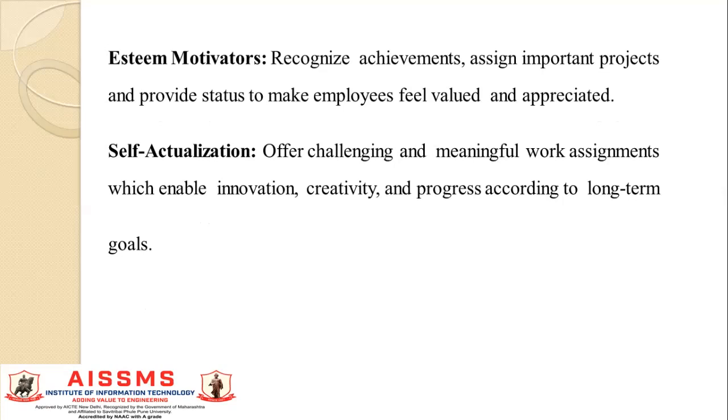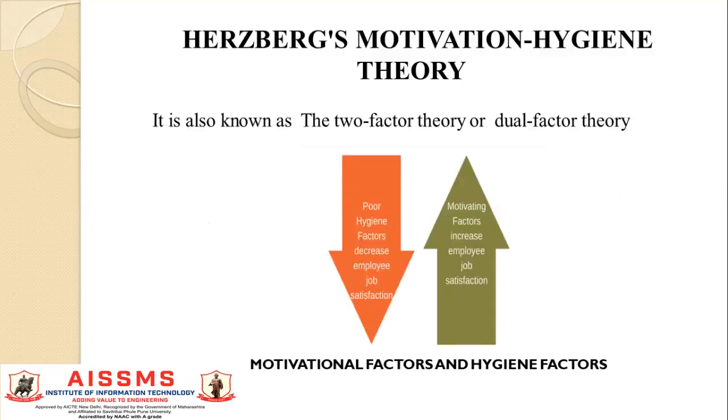So this is Maslow's hierarchy theory, which means once the basic needs are satisfied, then a person starts looking to the higher levels. Let's see the next motivational theory, which is also known as the two-factor theory or the dual factor theory.